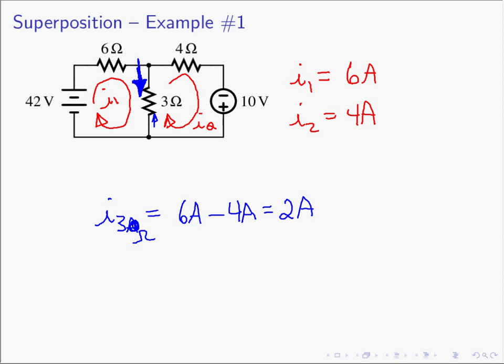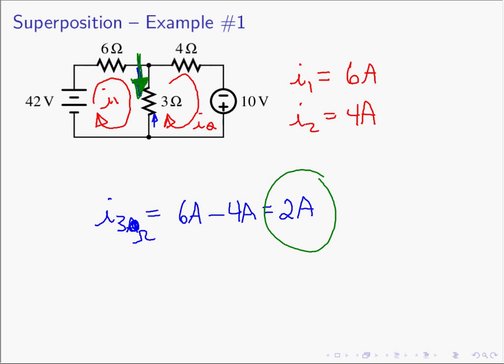amperes. And so what we'd like to do is look at this circuit again and try to solve for this current in the 3 ohm resistor using superposition instead of mesh analysis. So we'll get the same answer, but we're just going to work the problem again a different way. We're looking for the answer of 2 amperes.